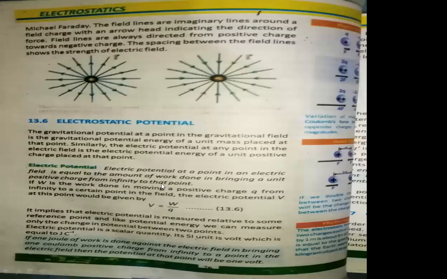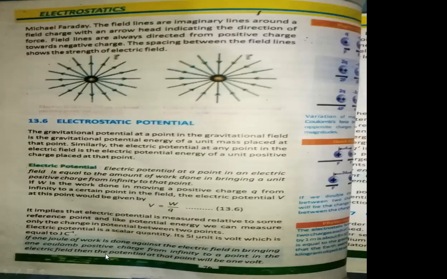The unit of work done is joule and the unit of charge is coulomb. Electric potential is a scalar quantity. Scalar quantities are those quantities which require only magnitude for their representation. So electric potential is a scalar quantity and its unit will be joule per coulomb, since the unit of work done is joule and the unit of charge is coulomb.